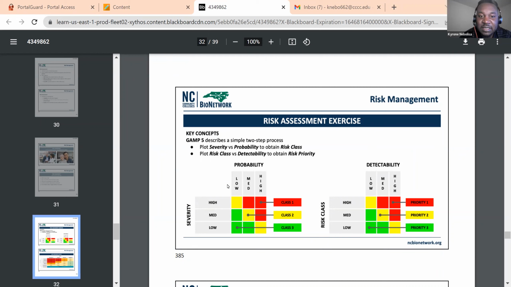So, risk assessment exercise, key concepts. GAMP 5 describes a simple two-step process: plot severity versus probability to assess your risk class, and plot risk class versus detectability to obtain risk priority. As we stated earlier, we did an example assessing risk using this exercise, determining if the risk is high, medium, or low, versus the probability and detectability. This helps you get an overview of what exactly you're looking at as far as the risk and how to mitigate or prevent it from becoming a problem.